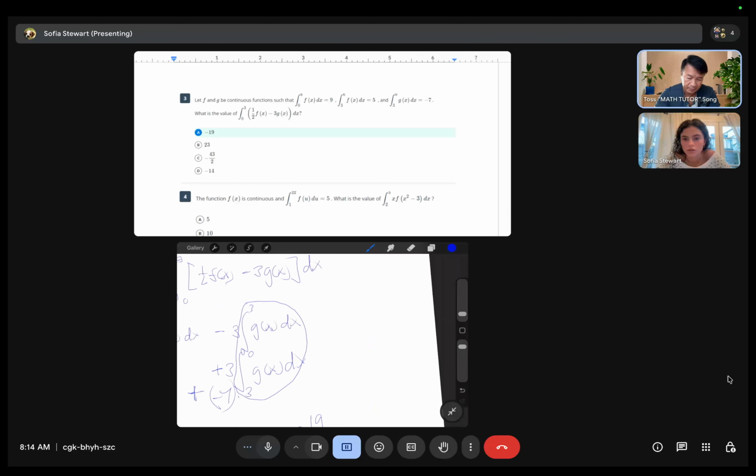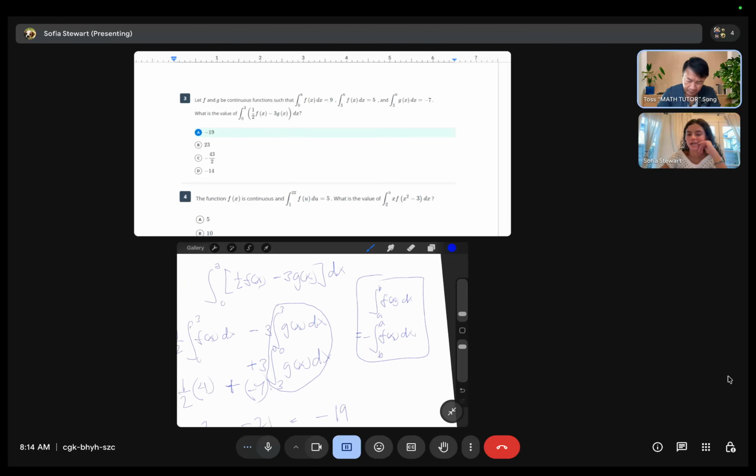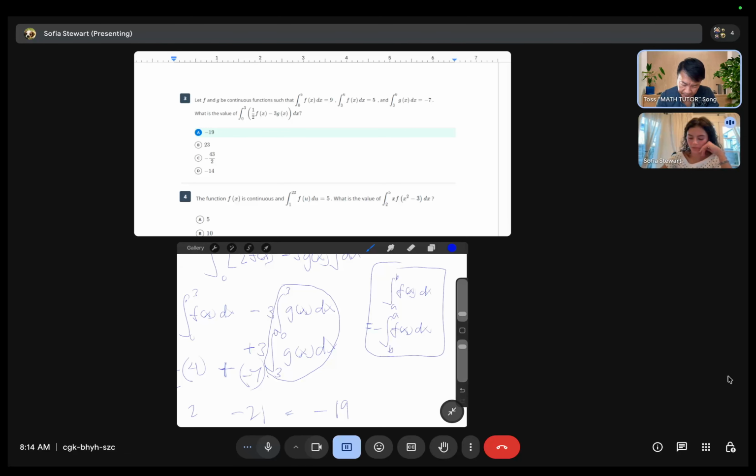Remember that property? I'll write it if you want. So it's something like this: integral from b to a of f of x dx. If you switch them, you get a negative out of it. This is the property that you've seen before. So I did that. I flipped it, so it becomes +3, because it was originally negative. So I just flip-flop.